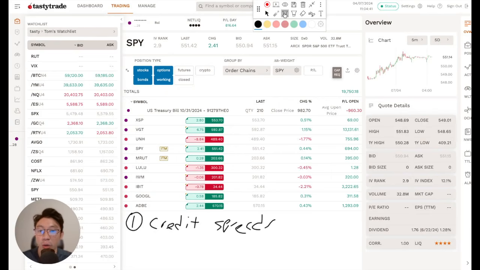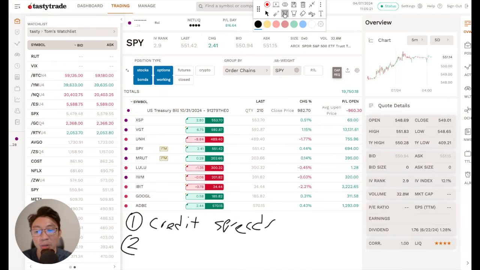So definitely go into my channel and look at the credit spreads. I share with you exactly how to trade them. And credit spreads are a very beginner-friendly strategy because there are only 2 legs in the strategy as opposed to some of the other strategies. So credit spreads, definitely you can look into them if you're interested.